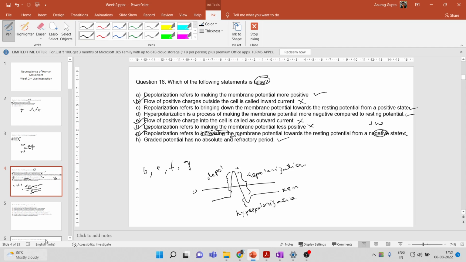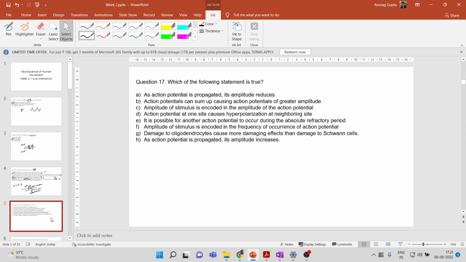Okay, moving on to the next question. Which of the following statements is true? So again, I'll give you guys 2 minutes. Kindly go through this and write down your answer in the chat box. So I'm going to start a timer for 2 minutes.